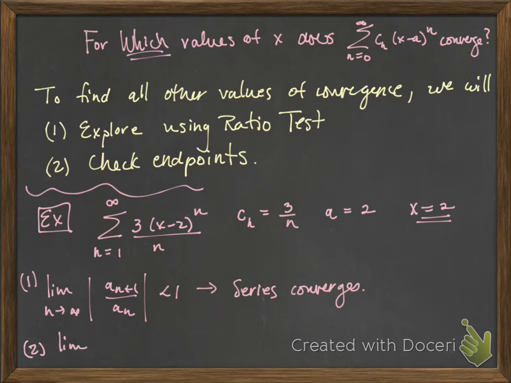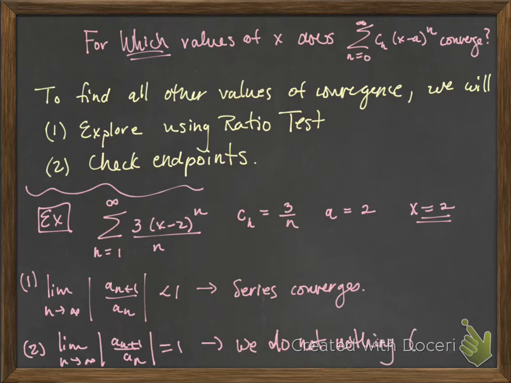Remember, if the limit of a sub n plus 1 over a sub n equals 1, then we don't know anything. The series could converge or not converge, and the ratio test isn't going to help us. So that's where we now come and check endpoints. Again, I will explain further as we look at this example.